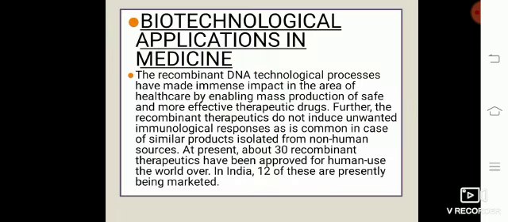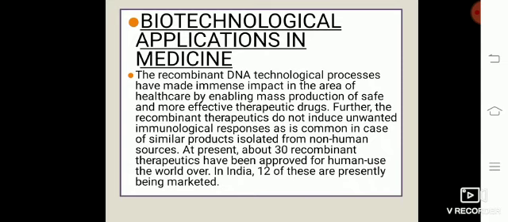Biotechnological application in medicine. First, we have to discuss the importance of biotechnology application in medicine. Biotechnology may have application in animal and human healthcare, either directly or indirectly.